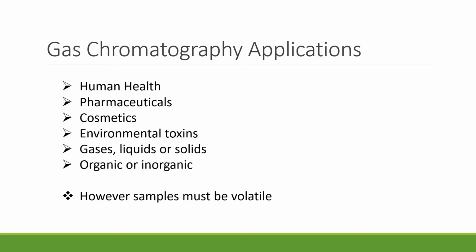So some of the important applications of gas chromatography, obviously in human health, we can take serum, we can take urine analysis to look at different compounds found or perhaps identify drugs in the blood, things like that. In pharmaceuticals, right, being able to quantify drugs and the ingredients that go into those drugs, and then other areas such as cosmetics, environmental, and inorganic, organic compounds, and things like that.